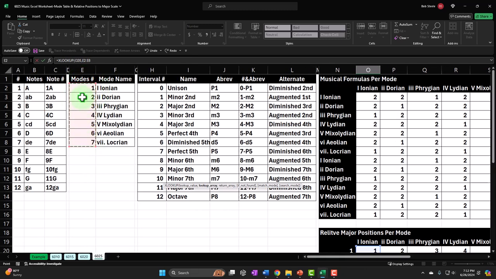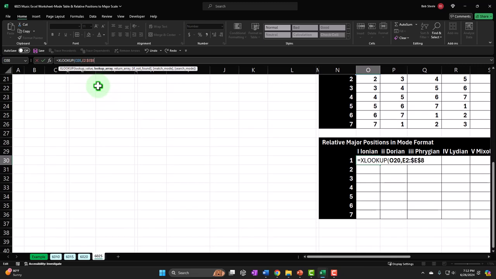Now I've moved around in the worksheet. Notice you can still see the formula up top. So this is the reference. Here's the column of numbers, which is going to be E2 through E8. I don't want that column of numbers to move when I copy this around, so I'm going to press F4 on the keyboard. Notice that puts a dollar sign before the E and the 8.